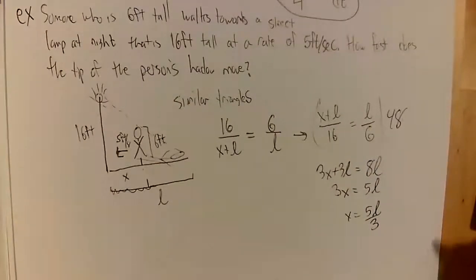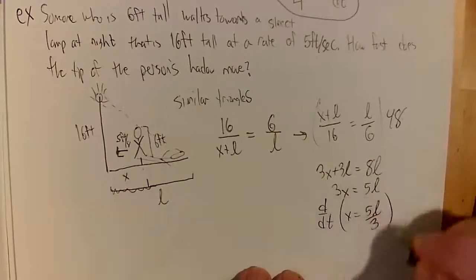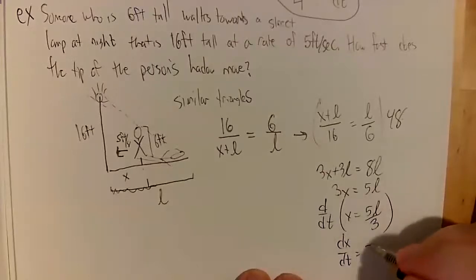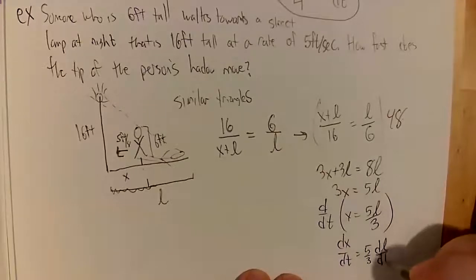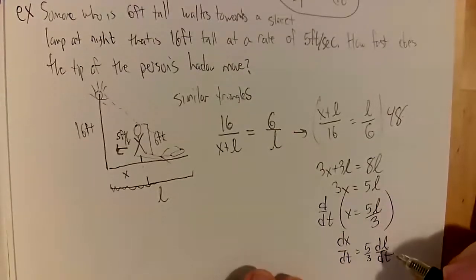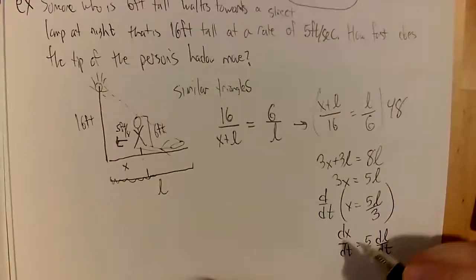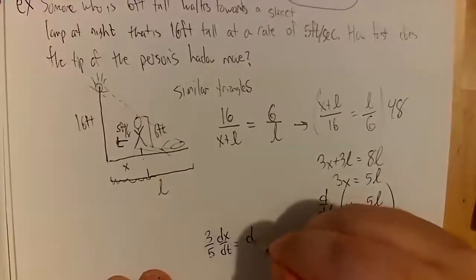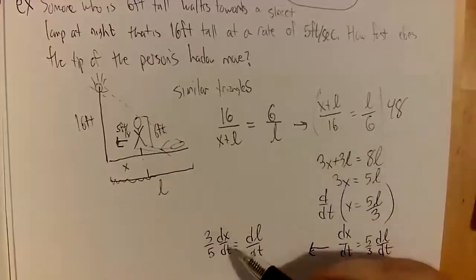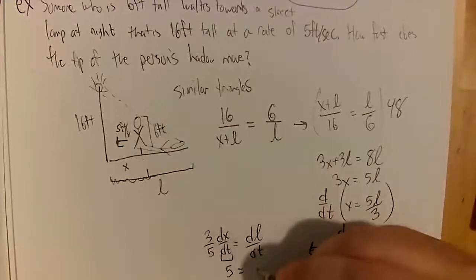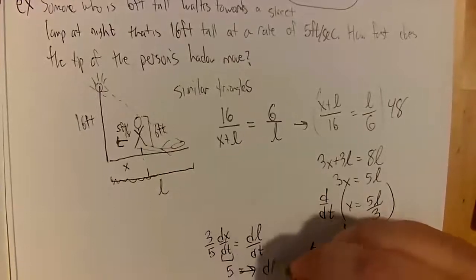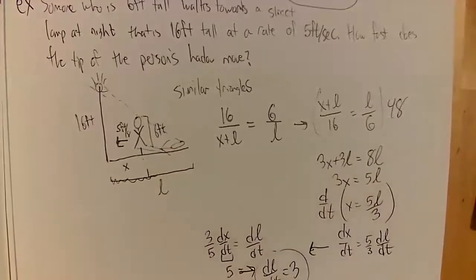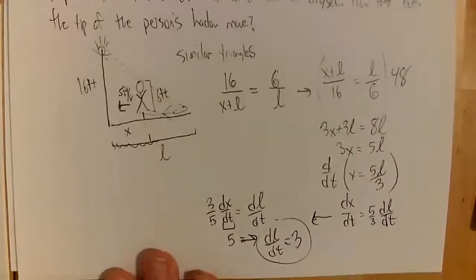All right, now why did I do all of this? Now when I do my derivative, this will be very easy. I have dx/dt here, and I have 5/3 dL/dt. All right, so that means that if I want to know what dL/dt is, I just move this fraction over here. So I have that 3/5 dx/dt is dL/dt. And since my dx/dt was 5, that means my dL/dt will end up being 3 right here. This is what I'm going for here. My dL/dt will end up being 3 for this problem.